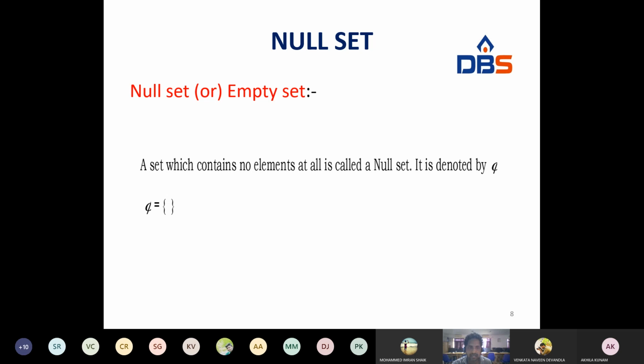Next one is the null set or empty set. A null set means a set which contains no elements at all. So if we take a set and it has no elements, that is called a null set. It is denoted by the symbol phi. Phi equals the null set. So, a set which contains no elements at all is called a null set, and it is denoted by phi.